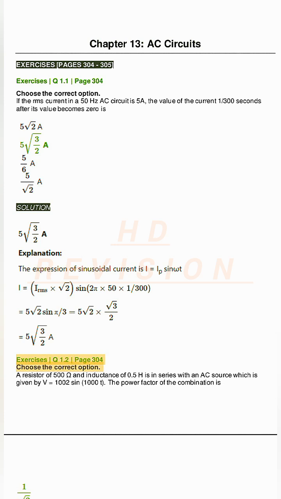Solution. Exercises Q1.2, page 304. Choose the correct option. A resistor of 500 ohms and inductance of 0.5 H is in series with an AC source which is given by V equals 100√2 sin 1000t. The power factor of the combination is.